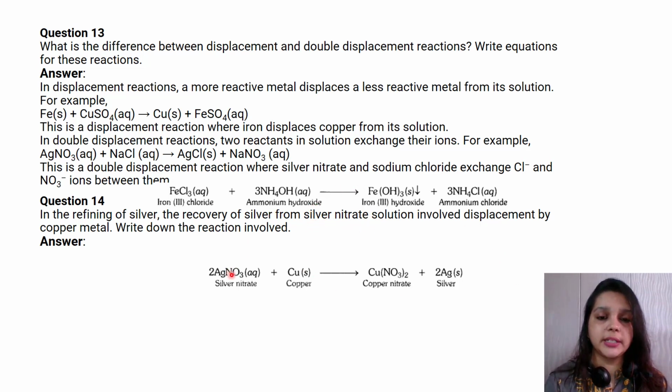So silver nitrate we're going to write here, AgNO3, and on the product side we'll get Ag. It is involved in a displacement reaction by copper metal. Copper is here, so displacement is happening: copper is displacing, Cu will go with NO3 whole twice, and that is how the reaction will be found.